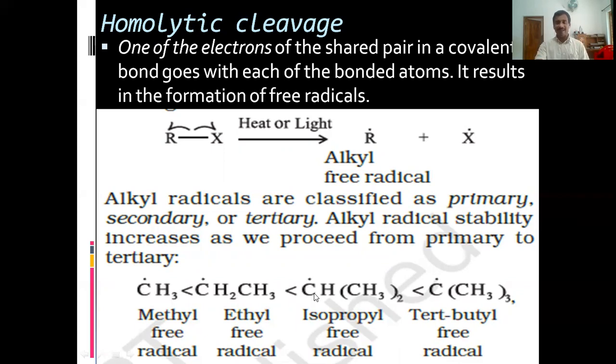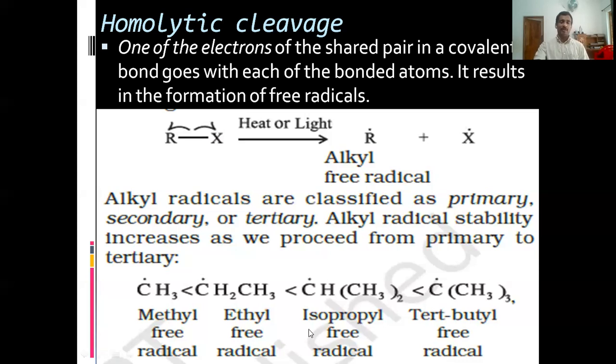So it is a secondary carbon free radical. And here this carbon atom is bonded to three other carbon atoms. CH3 thrice means C single bond CH3, single bond CH3, single bond CH3. This is bonded to three other carbon atoms. So it is a tertiary free radical.